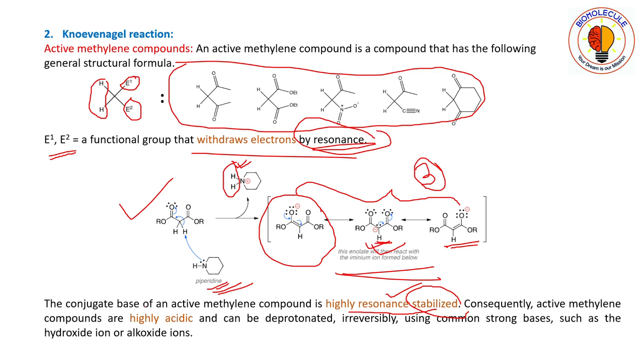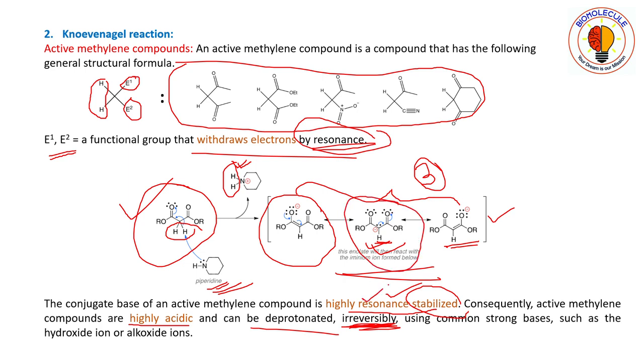So consequently, active methylene compounds are highly acidic. Since the conjugate base is highly stabilized, the compound will be highly acidic. That is, the active methylene protons will be highly acidic and can be deprotonated irreversibly here. Why irreversibly? Because the carbanion is highly stabilized, so it has a very low tendency to take up the protons. That is why the abstraction of the proton is irreversible in nature. Here we can use common strong bases.